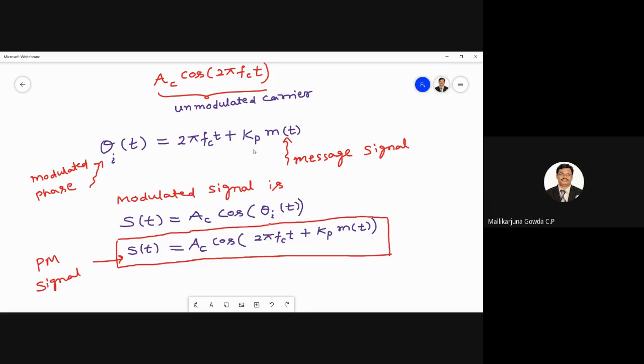Kp is the phase sensitivity factor, which is similar to Ka in amplitude modulation, which we used to call the amplitude sensitivity factor, and it is constant. So the modulated signal can be written as S of t is equal to Ac cosine of theta i of t. Substituting the value of theta i of t, this is the expression for the phase modulated signal, which is Ac cosine of 2 pi fct plus Kp into m of t.